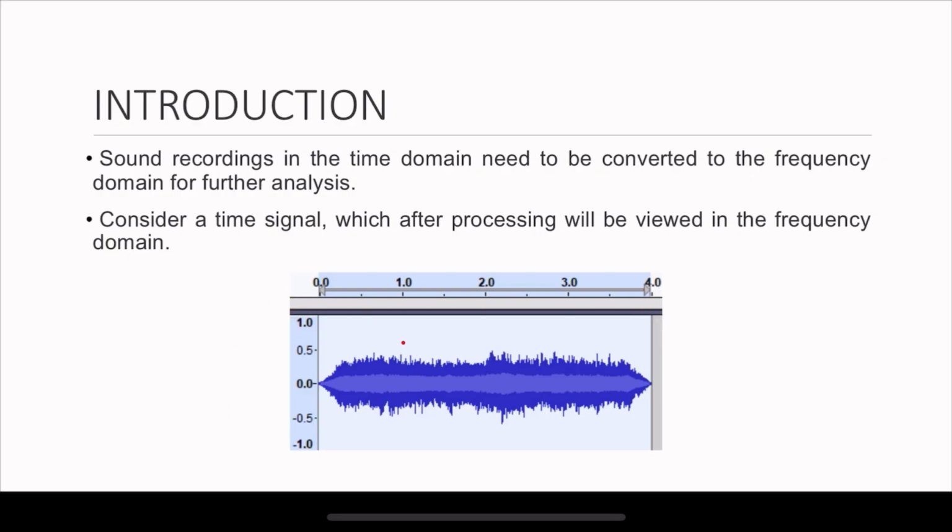axis. But in order to make sense of the signal, in order to understand what the signal is composed of, it's important to look at the frequency domain. It's important to understand what frequencies are present in the signal that are making up the signal. So in order to do that, we need to perform the fast Fourier transform.